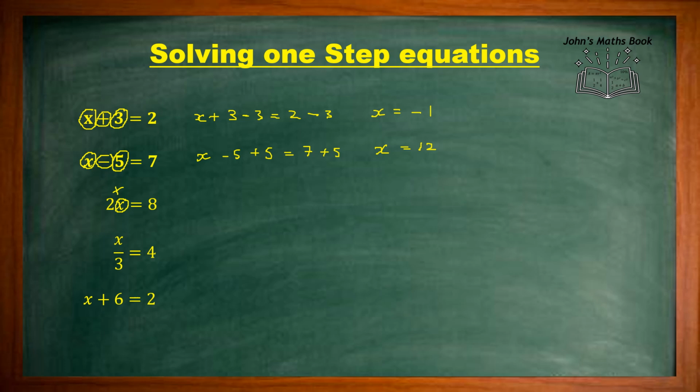So let's do that. 2x divided by 2 is equal to 8 divided by 2. So the 2's cancel out on the left hand side and leave x isolated. So x is equal to 8 divided by 2, which is equal to 4.